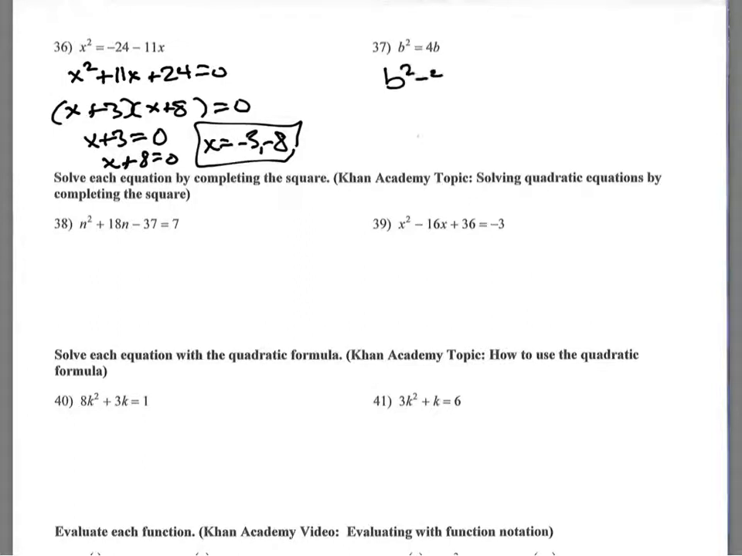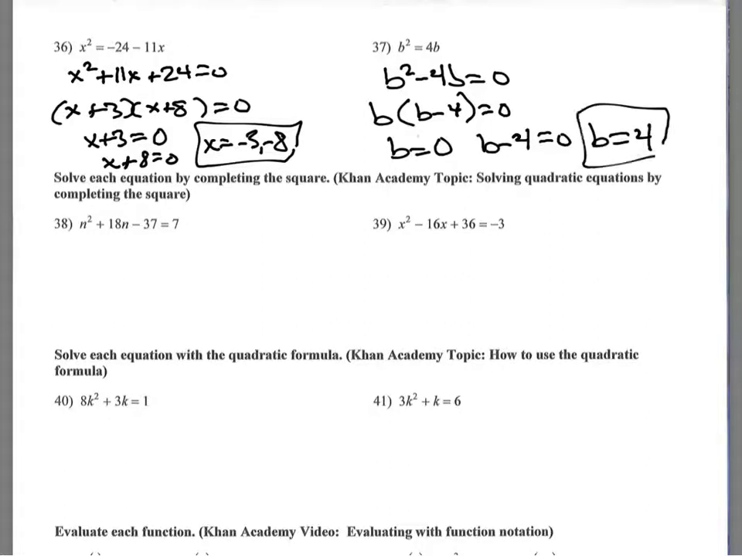37, b squared minus 4b equals 0. Greatest common factor. This one's almost tricky in its simplicity. So what's tricky here, we have to make sure we set that b equal to 0. A lot of students forget that, and b minus 4 equals 0. So b equals 4, and don't forget the b equals 0.